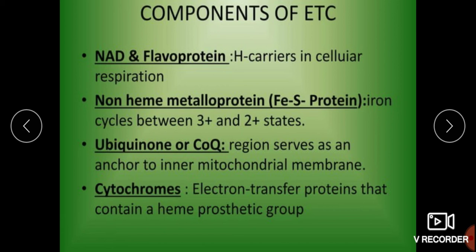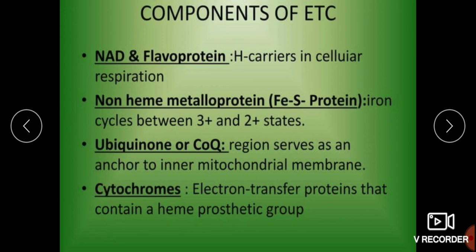The electron from the oxidized FeS protein is accepted by the next carrier in the series, that is ubiquinone or coenzyme Q, and this ubiquinone or coenzyme Q serves as an anchor to the inner mitochondrial membrane. Then next to ubiquinol or coenzyme Q, there is a presence of a carrier, that is cytochrome.